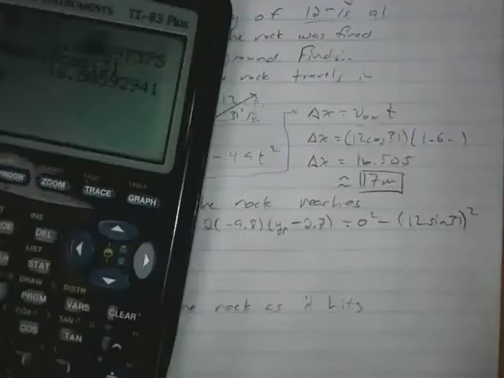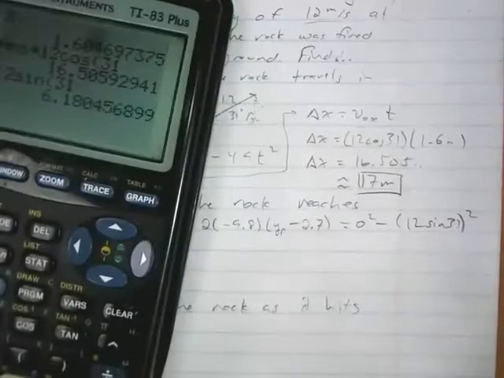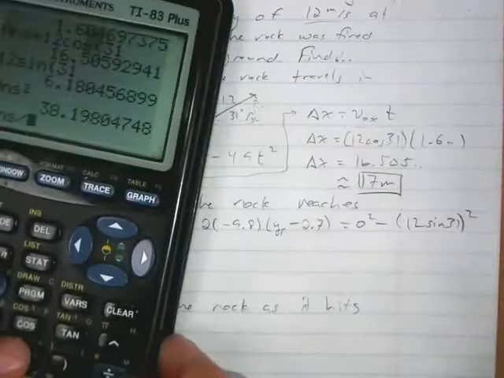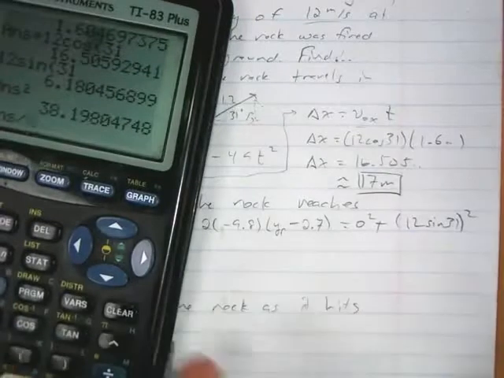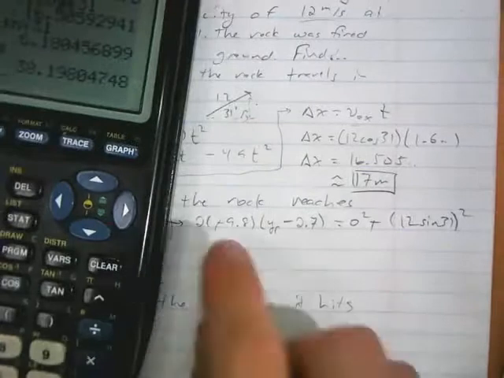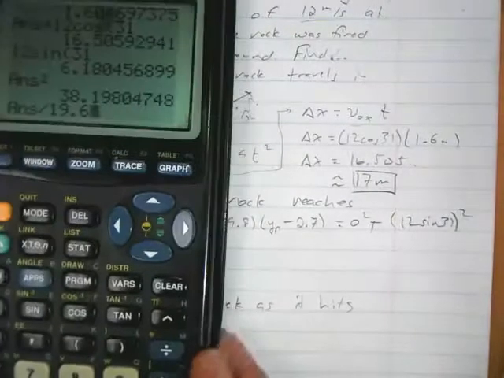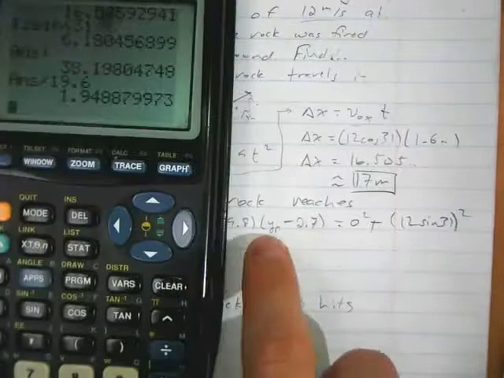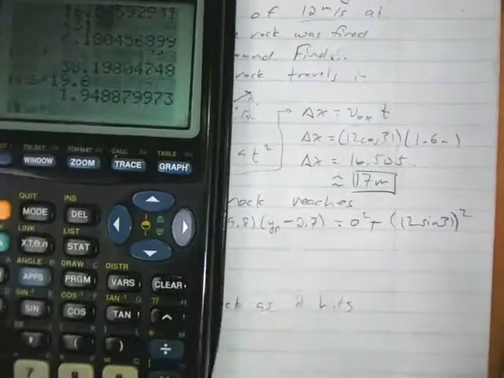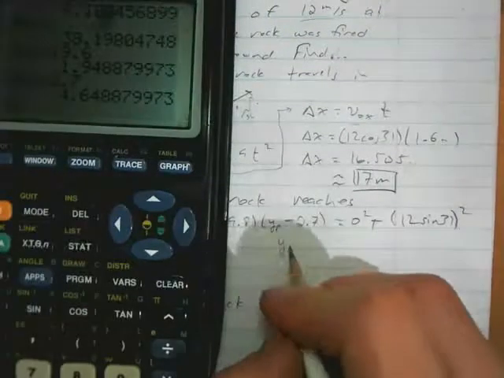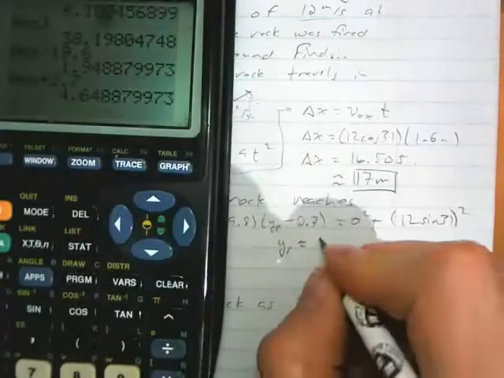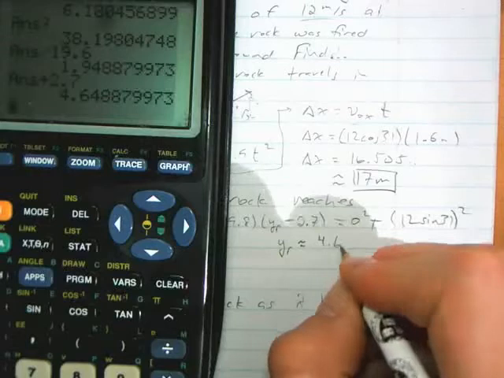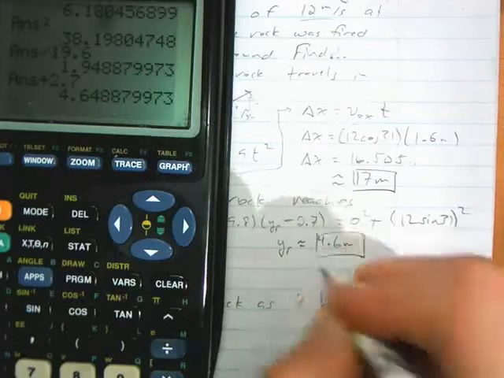So then we do calculator stuff. 12 sine 31 squared divided by, there's a negative, so it's 0 minus that, but that negative cancels out with the negative on the 9.8. 2 times 9.8 is 19.6. So divide by 19.6. That's equal to y final minus 2.7 plus 2.7. You can see that the maximum height is 4.6488 whatever. With two sig figs, that rounds to be about 4.6 meters.